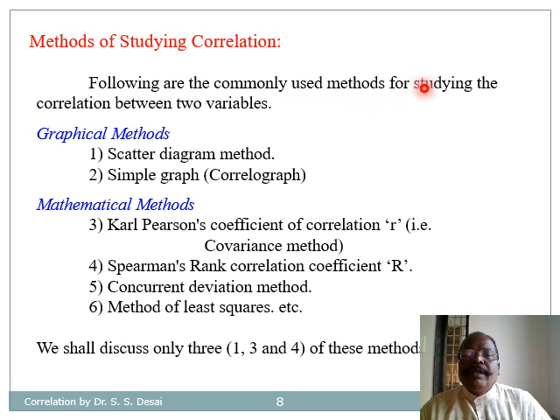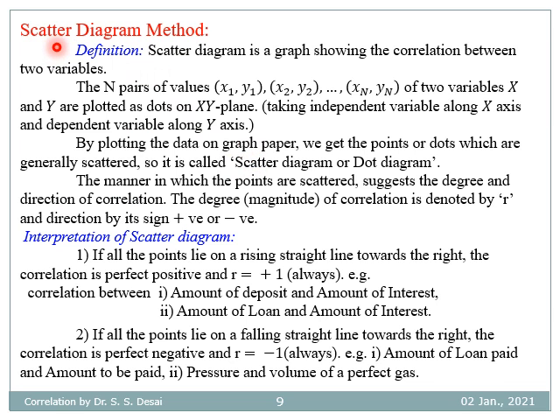Following are the commonly used methods for studying the correlation between two variables: graphical methods, scatter diagram method, and simple graph. Mathematical methods: Karl Pearson's coefficient of correlation, small r; Spearman's rank correlation coefficient, capital R; concurrent deviation method; and last one, method of least squares. So we shall discuss only scatter diagram, Karl Pearson's coefficient of correlation, small r, and Spearman's rank correlation coefficient, capital R, for our study. Now let us see the concept of scatter diagram method.